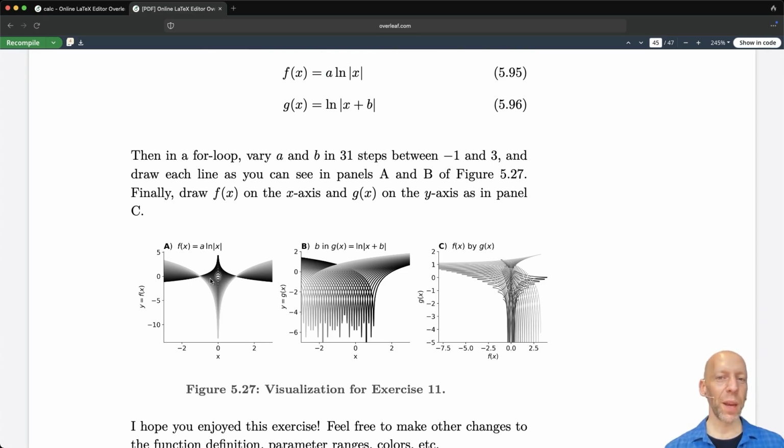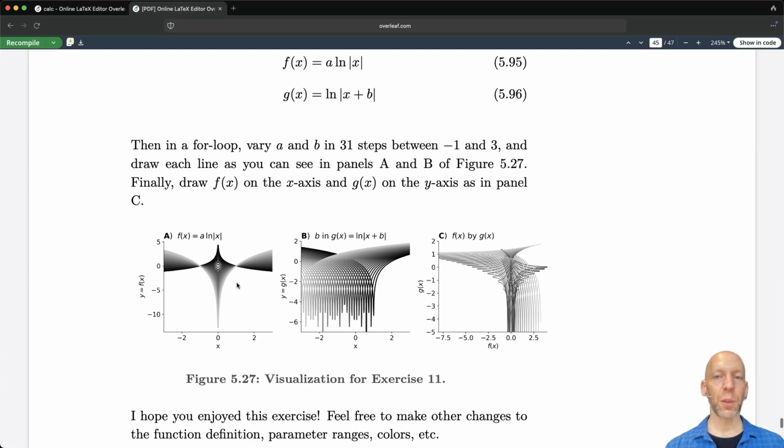So here in panel A, we see a times the natural log of the absolute value of x. And again, each of these lines corresponds to 31 distinct values of a in the same range of x. Now, of course, the natural log function is not defined for non-positive values, but the function specifies the absolute value of x. So that means that the domain of these functions can include negative values of x. So here is panel A for function f. Here is panel B for function g. And then here in panel C, we have f of x by g of x.